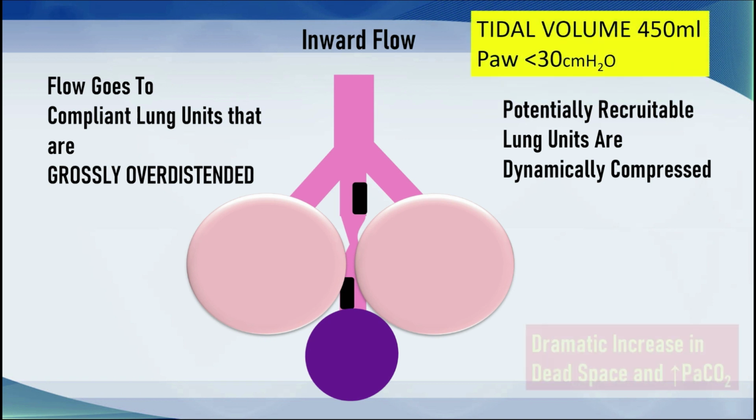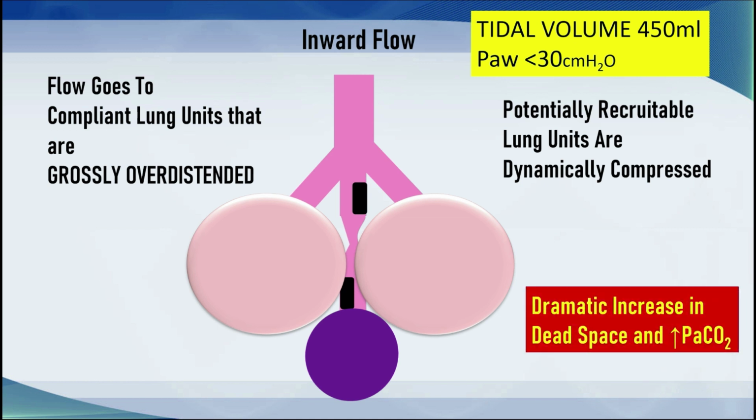On the surface, this looks okay because the tidal volume is 450 mils and the airway pressure is less than 30 centimeters of water, but there has been a dramatic increase in the dead space and in the partial pressure of CO2. The big mistake you make here is you either increase the inspiratory pressure or you increase the respiratory rate, or indeed even increasing the PEEP. All of these will have the impact of worsening this overdistension of these compliant lung units.